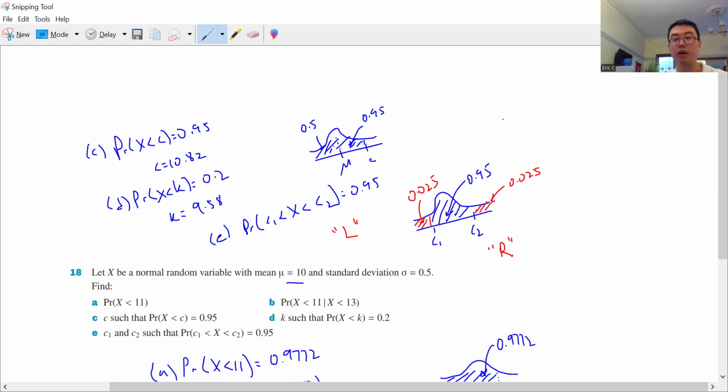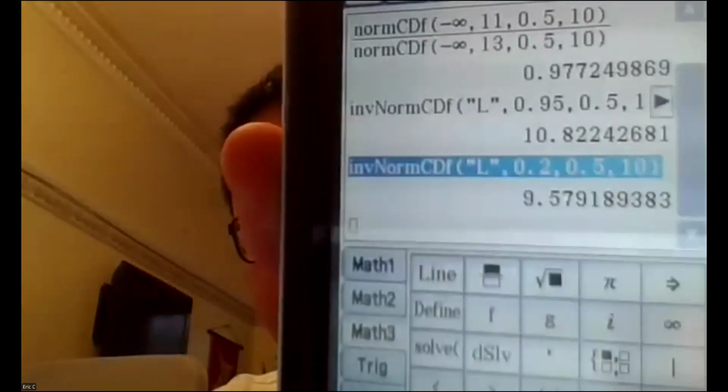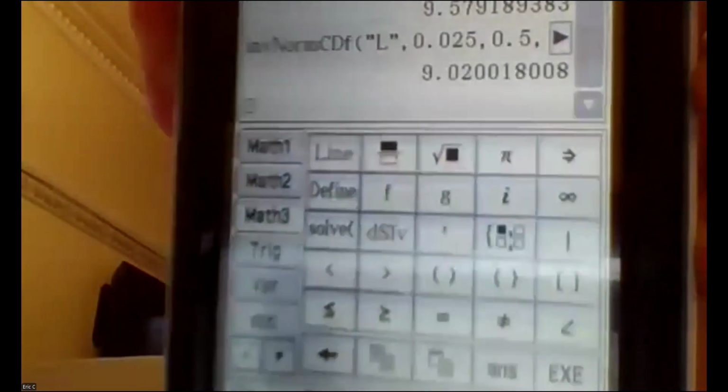So let's go to our CAS and see what that looks like. The inverse norm looks like that. So inverse norm CDF, left is left tail, that's the L. And then we just need to change our area under the graph there to 0.025, which is what we calculated for the left tail. Every other setting is the same. So you just press enter, and that is our C1, which is 9.02.